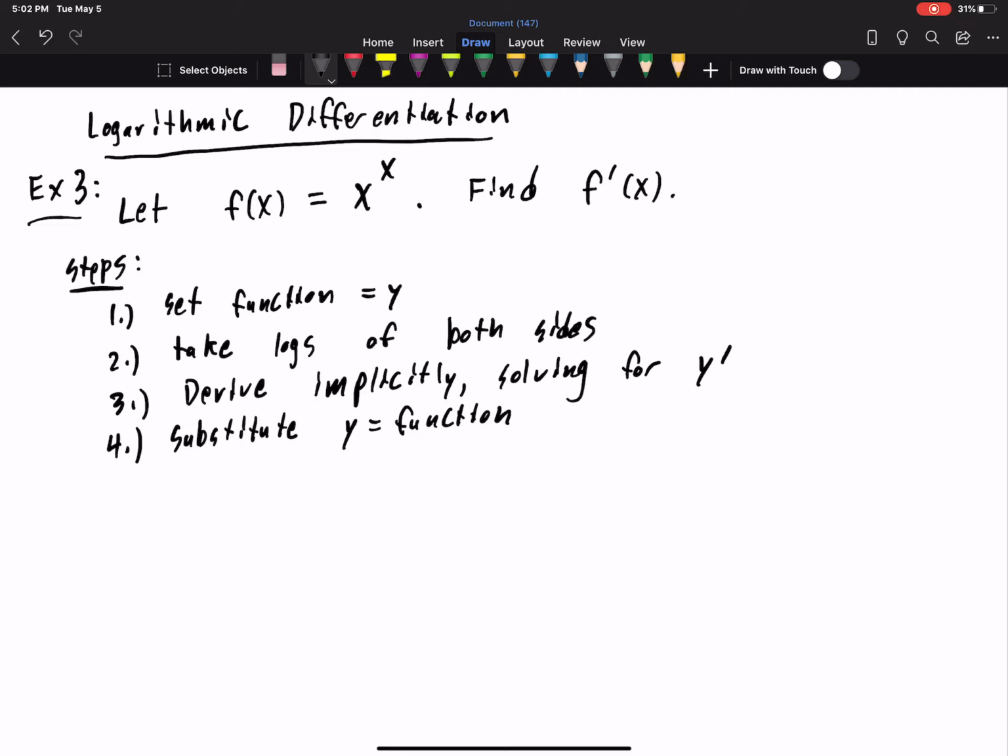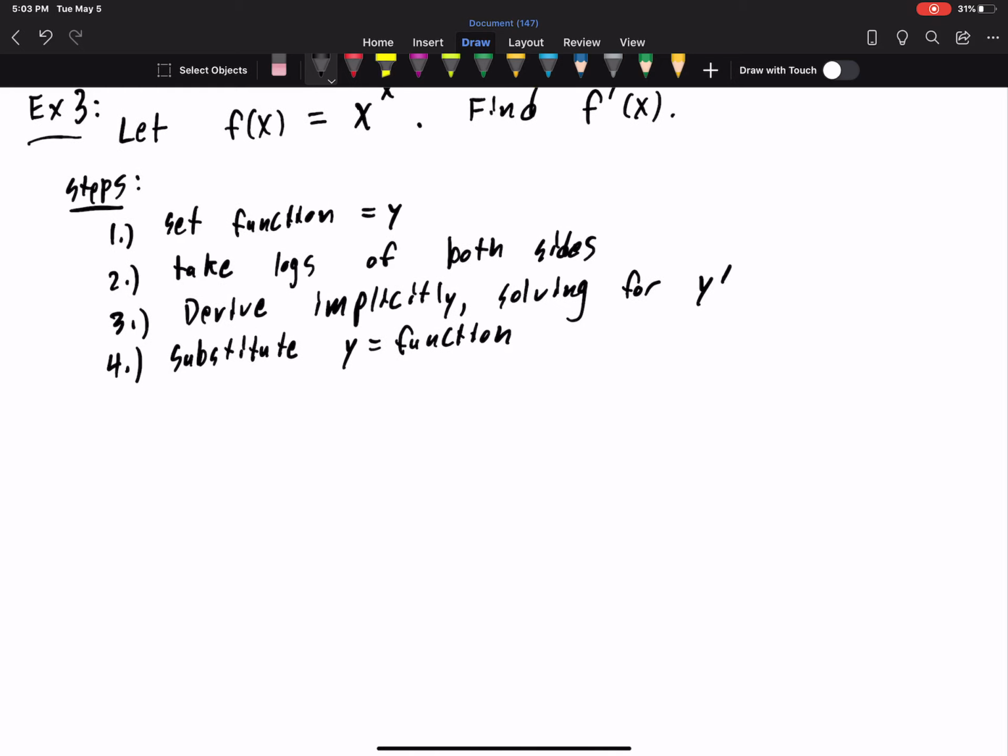All right, example 3, we're looking at the function x to the x. Yes, this is kind of concerning. It's like, how can you have a variable to the variable power? It's possible. It just grows very, very quickly as x gets really, really big. Our goal is to find the derivative of this thing, and it's going to work exactly like the last two problems. So let's get started with this.